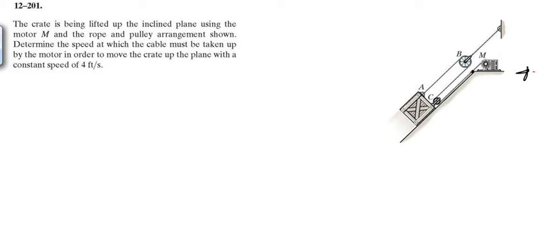Okay, so the first thing we're going to do is we've got this problem. We've got a crate that's being lifted up this inclined plane at 4 feet per second by this motor here. And the question asks, at what speed does this rope have to be pulled up by this motor to lift this crate at 4 feet per second, considering you've got these two pulleys here.